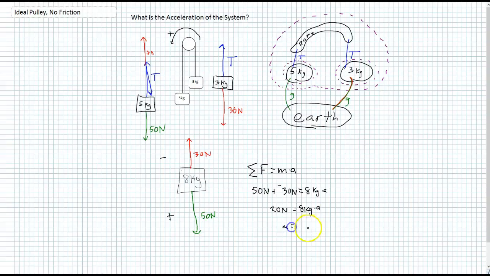The acceleration is going to equal 20 newtons divided by 8 kilograms, which is going to equal 2.5 meters per second squared. And this is the acceleration of all of the objects, the 5 kilogram mass, the rope, and the 3 kilogram object in that system. Remember, the trick is to rotate and smush to turn the force of the rope into an internal force. Thank you guys very much.